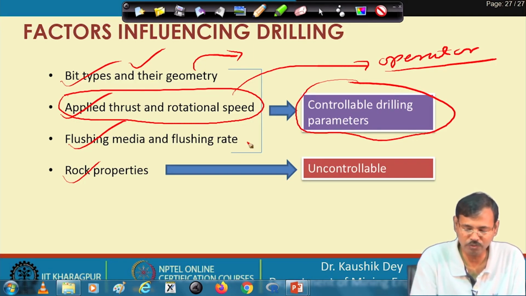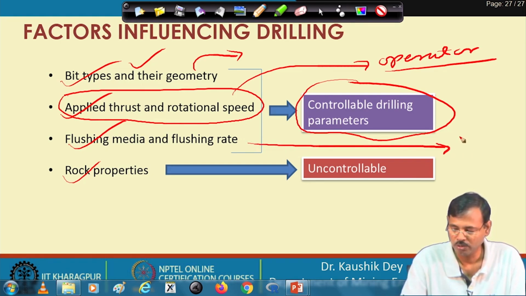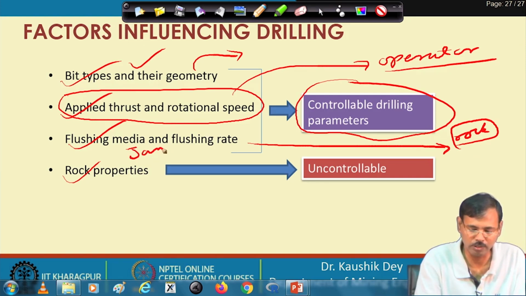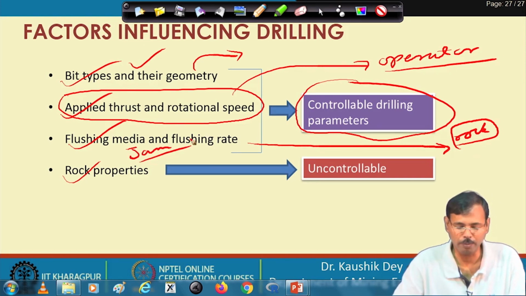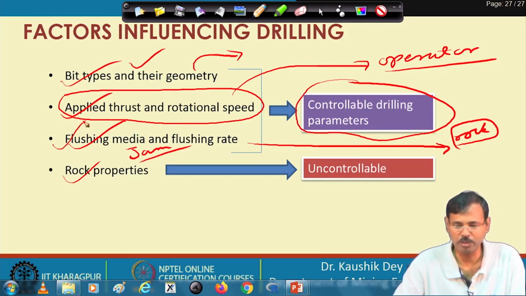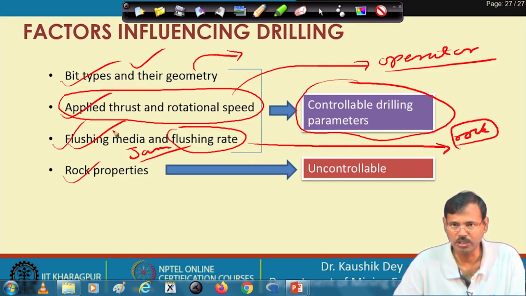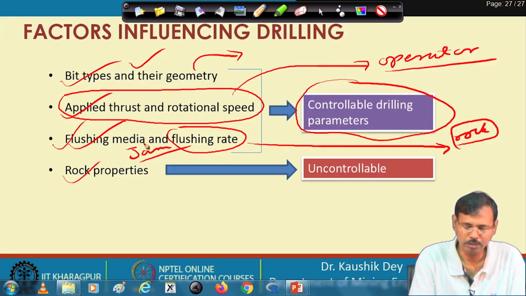And flushing media is very important. The first aspect is that you have to take out the rock cuttings, otherwise it will not allow the penetration of the rod, or you will create jamming of the rod inside the hole. To avoid that, the flushing media must work properly. So, proper flushing media and proper flushing rate are very important, so that the density of the medium can be controlled very easily.